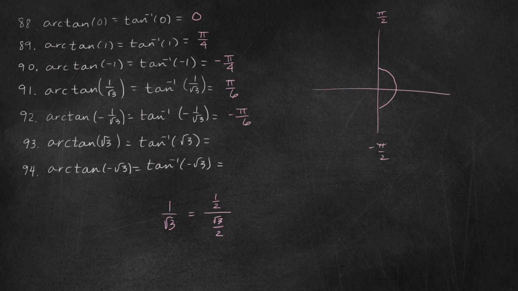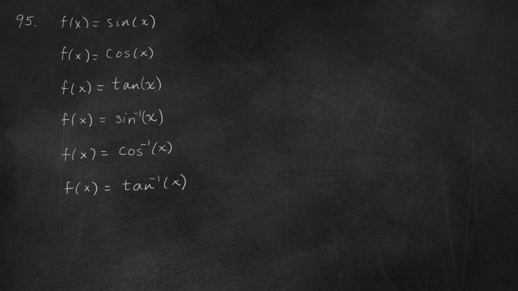Tan inverse of root 3. Well, the root 3 comes from root 3 over 2 over 1/2. So where is sine root 3 over 2 and cosine 1/2? That's at pi over 3. Tan inverse of negative root 3. We need pi over 3 as our reference angle, but quadrant 4, so negative pi over 3.